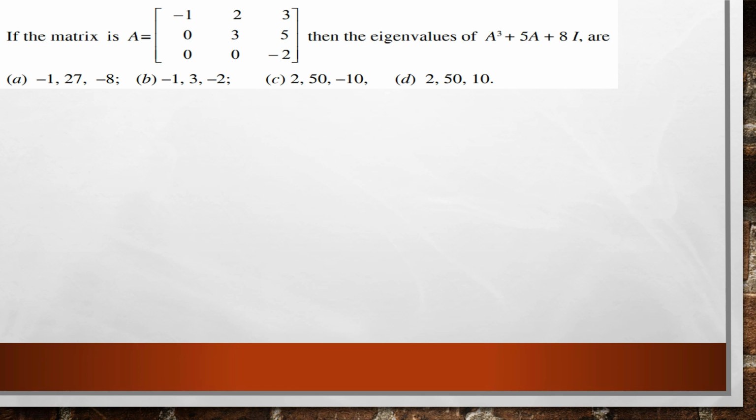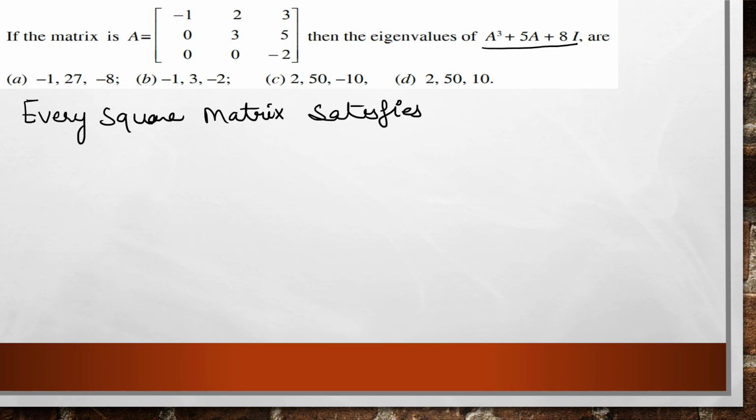Now the next question is regarding the eigenvalues of this expression. We'll use the Cayley-Hamilton theorem here. So what is the Cayley-Hamilton theorem? The Cayley-Hamilton theorem states that every square matrix satisfies its characteristic equation, right? Now just find the characteristic equation, which is very easy because this is an upper triangular matrix.